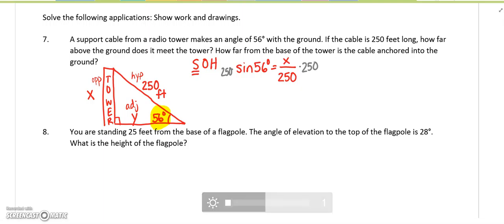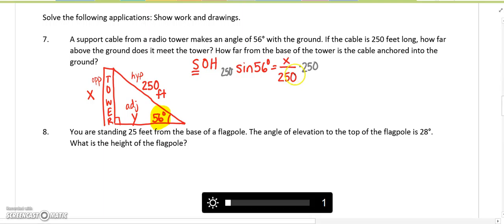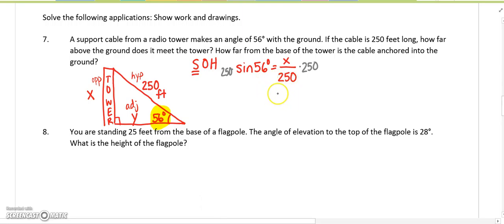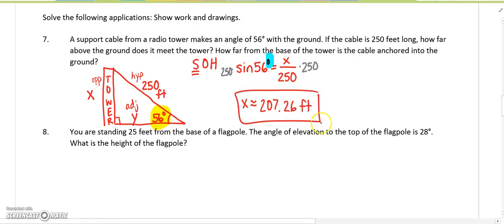Now, if you type that into your calculator, the one thing you need to really make sure of is that you are in degree mode. Take a look here. You got to match that mode. So we should be in degree mode. Then once we type that in, I trust you can do that yourself. We would get 207.26, what are we in? Feet. Same thing for y, except now I need adjacent and hypotenuse, so that would be cosine.